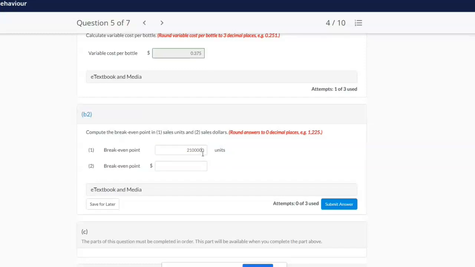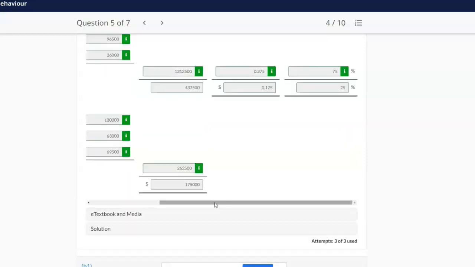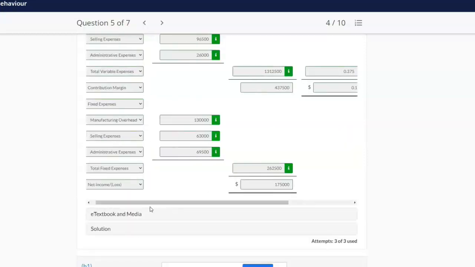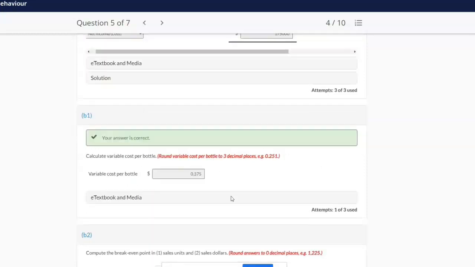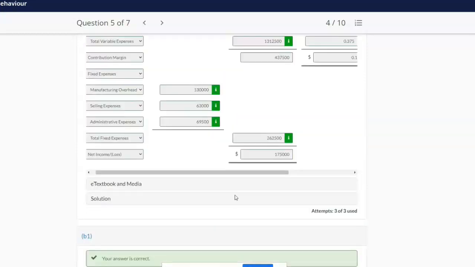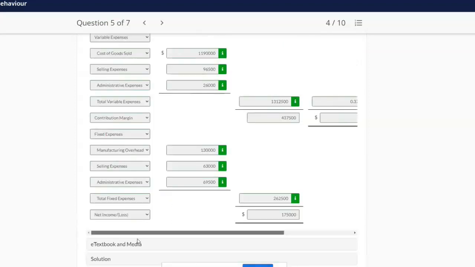Or we just put half this amount? No, you want it in dollars now. So you go back, take the fixed costs, and divide by the contribution margin. You could divide by half because it's 50 cents, but do it the other way. So we'll take the total fixed cost, 262,500, divided by the contribution margin.